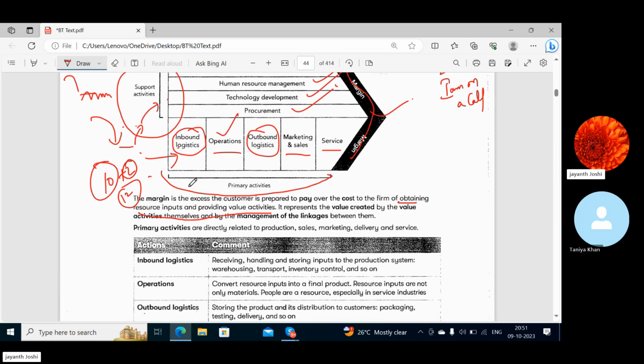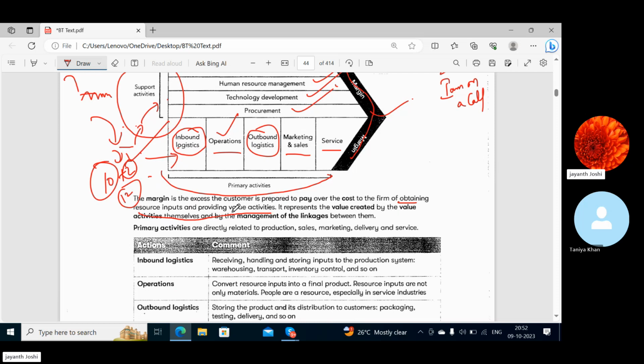Now, margin is the excess. This is what people are ready to pay, additional, extra, above the cost. So it represents the value created by the value activities. Because if the value activities are not performed, then why would people pay? When we go to a hotel or restaurant, we know they charge a premium for a kg of sweet or for any recipe. Why are they charging a higher amount? Because we know they have incurred all the costs and gone through all this value chain network. They have primary activities and support activities, and because of that the value has been created, and they add margin and sell to us. We are ready to pay the high amount.